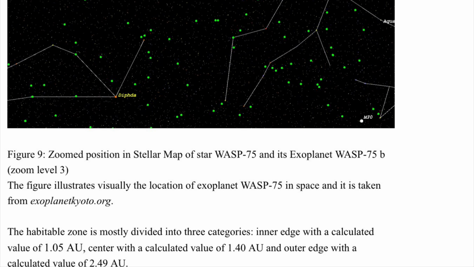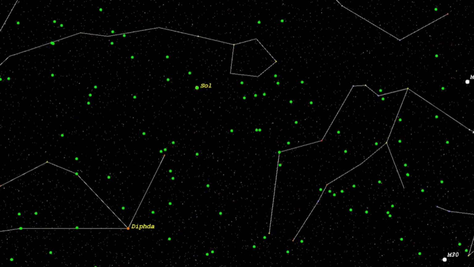The center is the optimal distance for liquid water to exist. It is an ideal location for the development of life, and it has a calculated value of 1.400. And the outer edge is the outermost limit where liquid water remains at the coldest part of the habitable zone, and it has a value of 2.490. When the exoplanet is within this range of the habitable zone, liquid water can exist on its surface, and life has the potential to develop, assuming other parameters are possible.